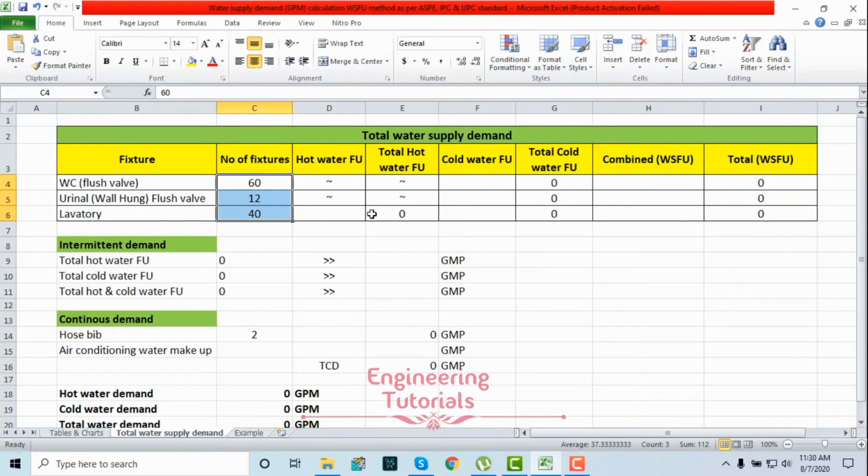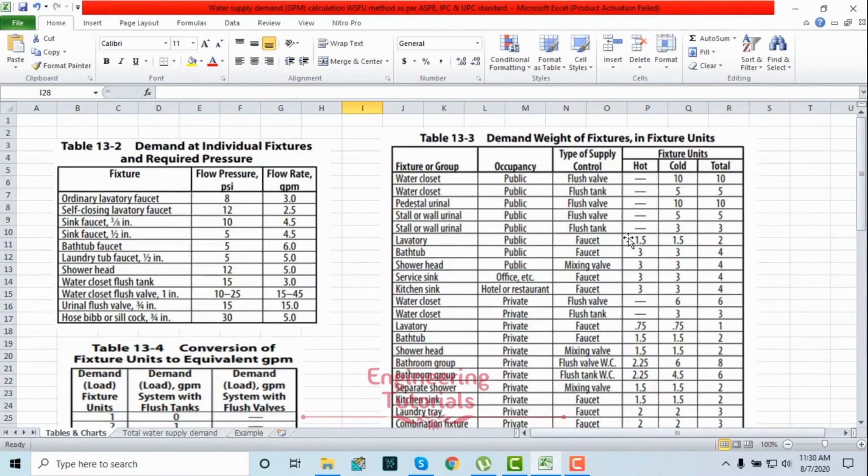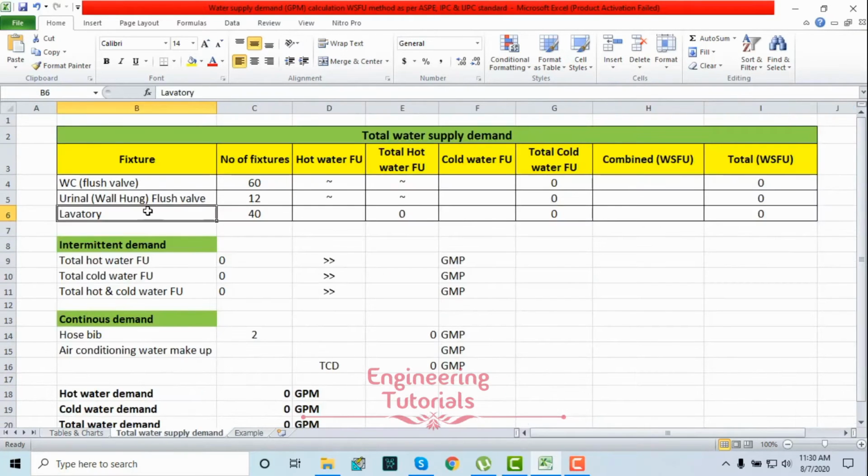Second thing, since we are using the water supply fixture unit method, we have to write the fixture unit value associated with each fixture. So here are the tables and charts which I'm gonna use. The first fixture is water closet, and the number of fixtures is 60. There is no hot water required for this one, so we'll go for cold water fixture units and total water fixture units.